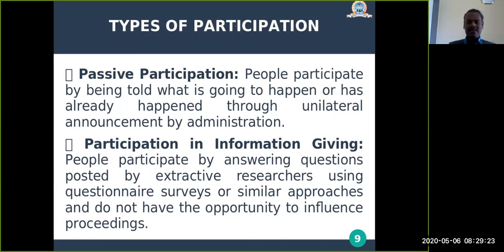Then participation in information giving. Here people participate by answering questions posed by extractive researchers using questionnaire surveys or similar approaches, and do not have the opportunity to influence proceedings. Here maybe you ask people certain questions. We have this program, given by the Ministry of Health.